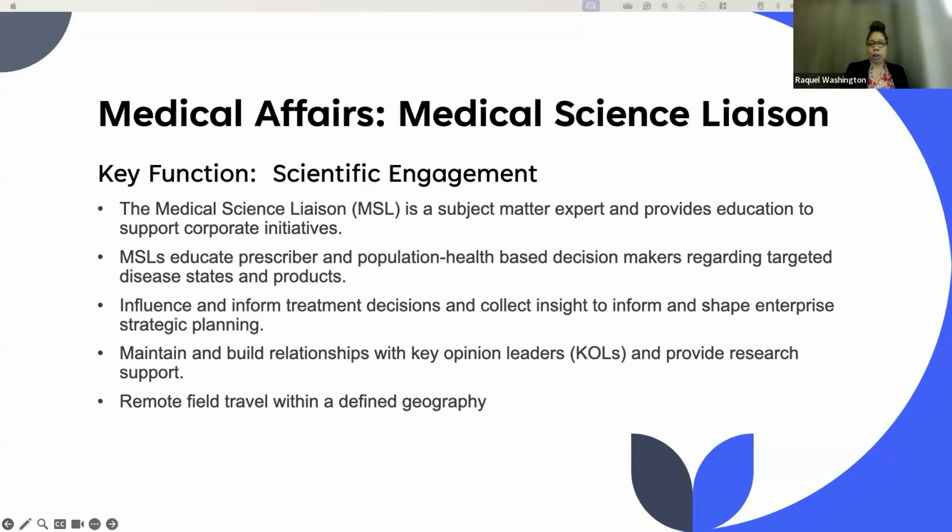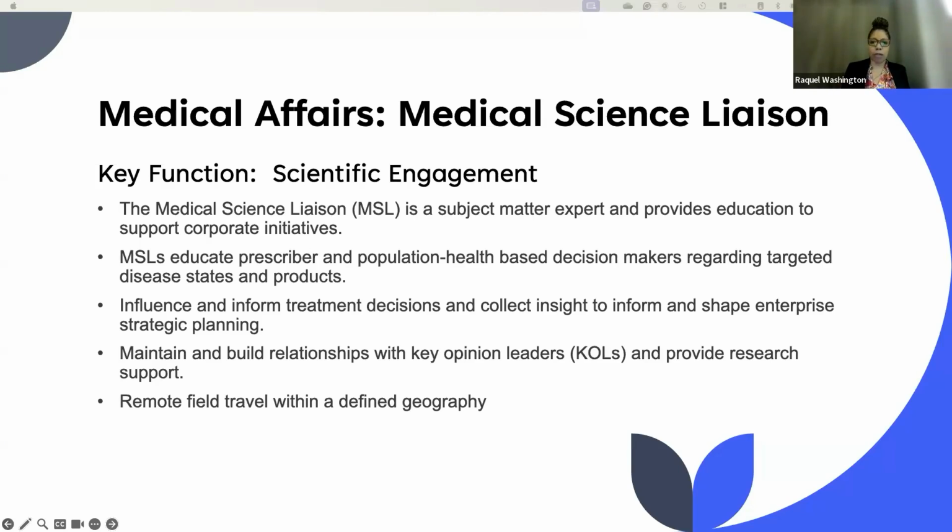When you're hired as an MSL, you're really being hired by that company to be a subject matter expert, and you're providing education for initiatives. That could be a launch, a label change, new data that was published, or you could just be trying to identify obstacles that are hindering the adoption of innovation, right? And that innovation is whatever product you're supporting. MSLs educate prescribers and clinicians, but also population health decision makers.